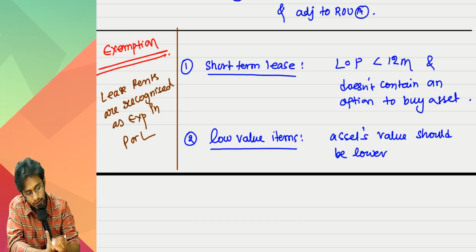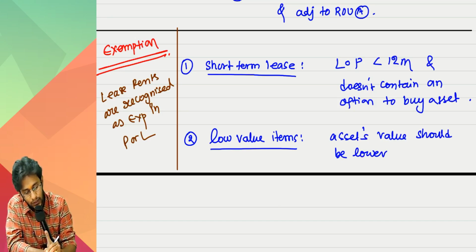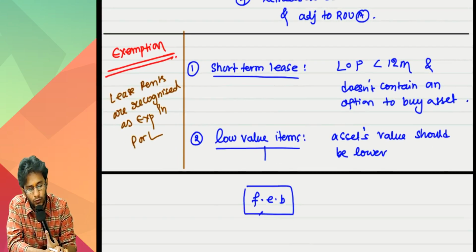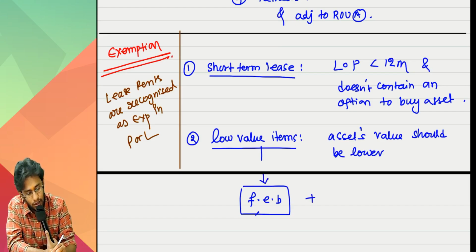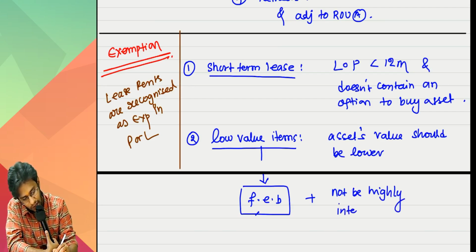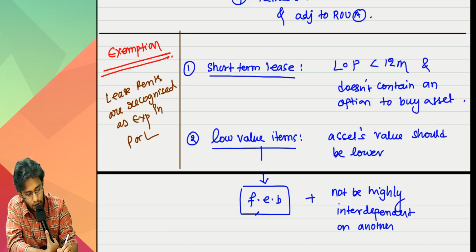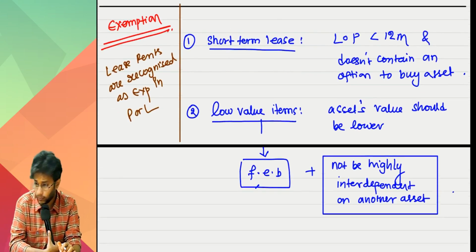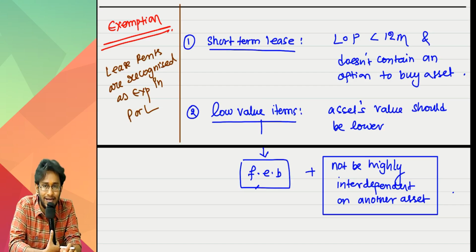Here, one condition they put for a low value item: the entity should be capable of obtaining future economic benefits independently from this asset. So that only they told in 2 points. The asset should be capable of giving you future economic benefits, and it should not be highly interdependent on another asset. If these 2 points are satisfied, then the lessee can claim exemption from the booking of ROU asset account debit to lease liability.